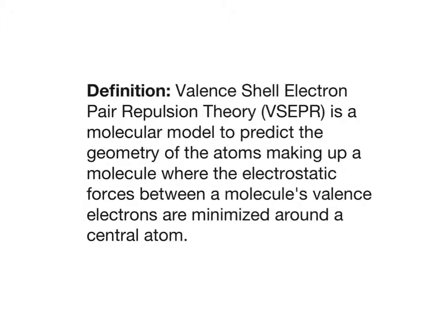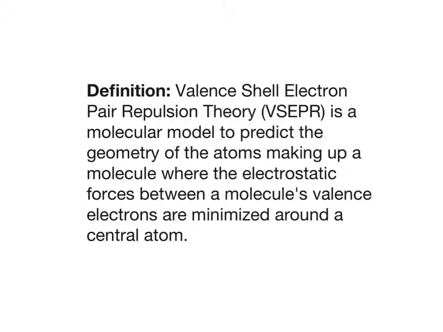Okay, so our definition of the valence shell electron pair repulsion theory is that it's a model that we use to predict the geometry of atoms making up a molecule. And the basis is that we're looking to minimize the electrostatic forces between a molecule's valence electrons around the central atom. And so by minimizing the electrostatic forces between lone pairs of electrons and bonded pairs of electrons, we should be able to come up with shapes describing the molecule as it is, right?